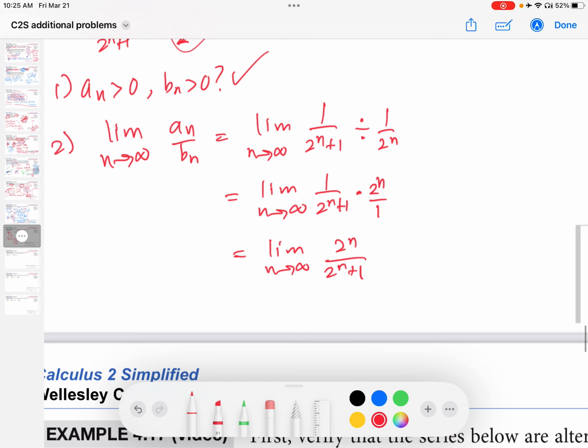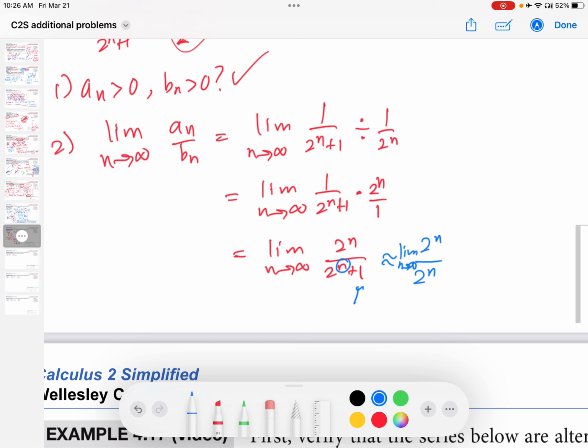And there are various ways to argue what this limit equals, but we can reason it out as follows. Again, as n gets larger, the denominator starts looking more like just 2 to the n. The plus 1 really doesn't change the value by much. The numerator remains 2 to the n.